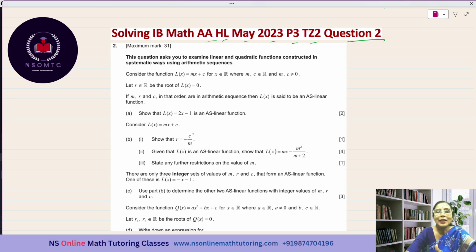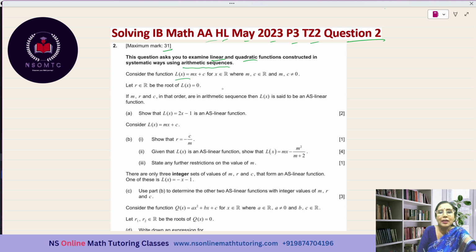So without any further delay, let us start answering this question number 2. The maximum mark is 31. This question asks you to examine linear and quadratic functions constructed in systematic ways using arithmetic sequences.